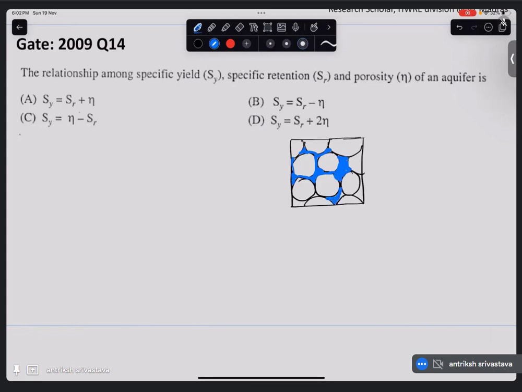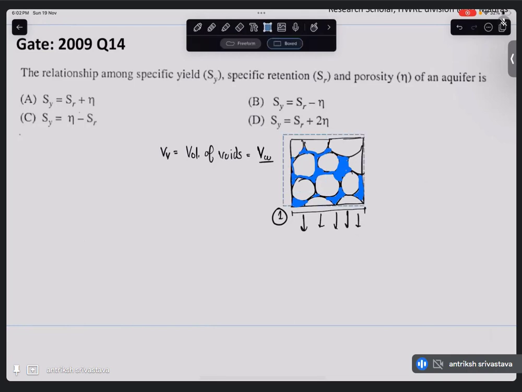So all the voids are filled with water, right? So if I say V is the volume of voids, it is filled with water. This is the first case. Now let's say I open the bottom cap. So water is going to flow out, right? Then in that case, let me copy this.